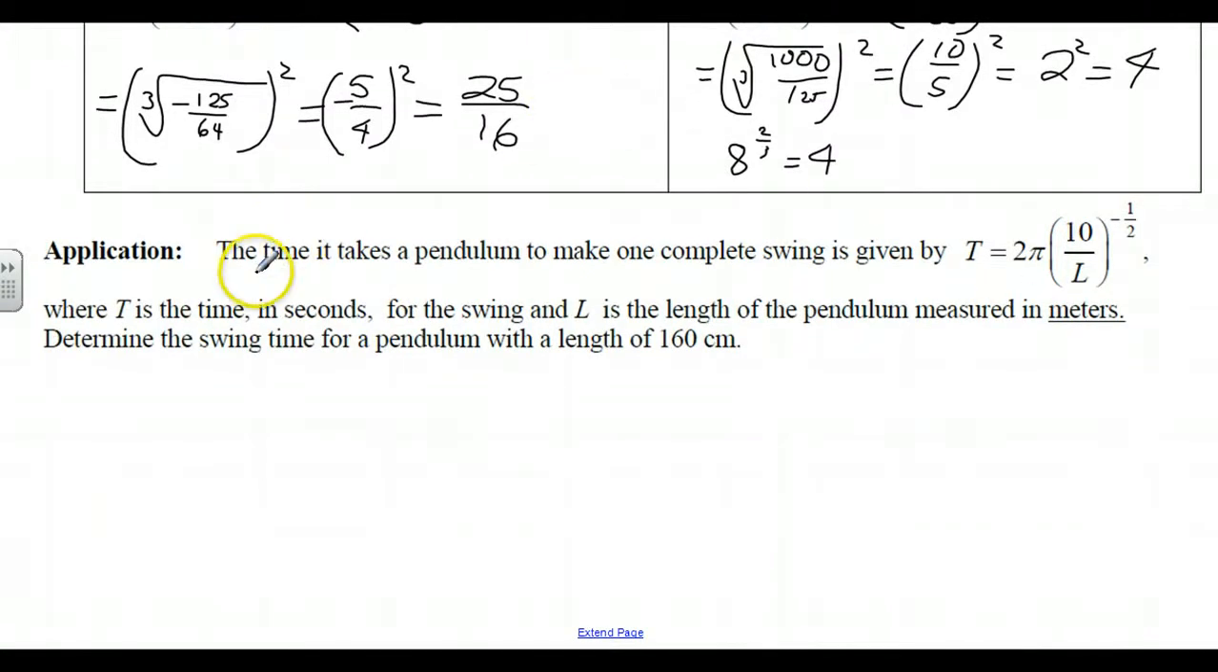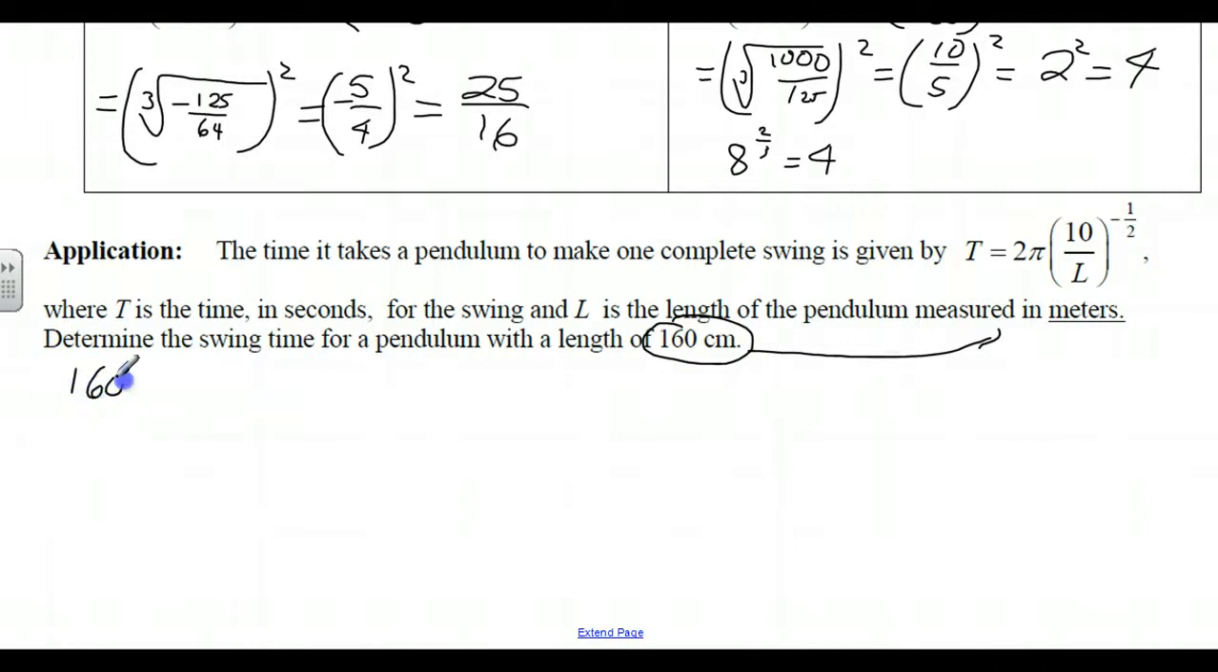Here's an application. Where do we use this in real life? The time it takes a pendulum to make one complete swing is given by t is 2 pi times 10 over L to the negative 1/2, where t is the time in seconds for the swing and L is the length of the pendulum measured in meters. Determine the swing time for a pendulum with a length of 160 centimeters. Okay, so this is supposed to be meters.